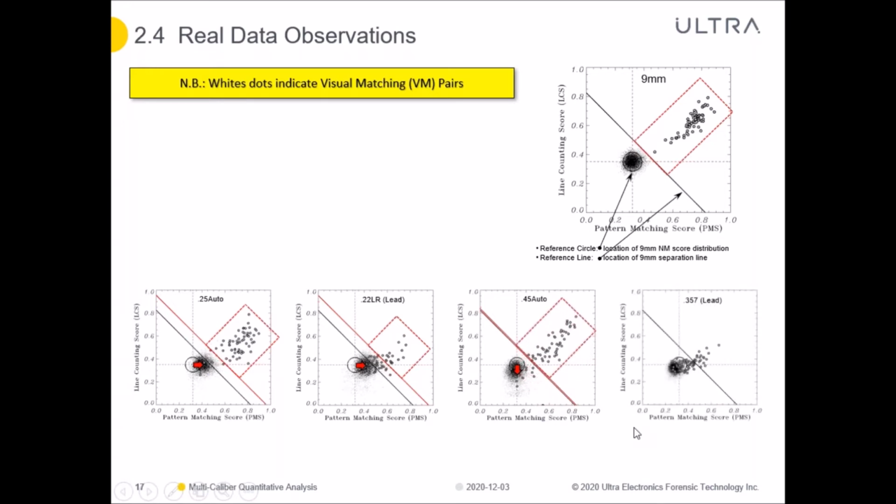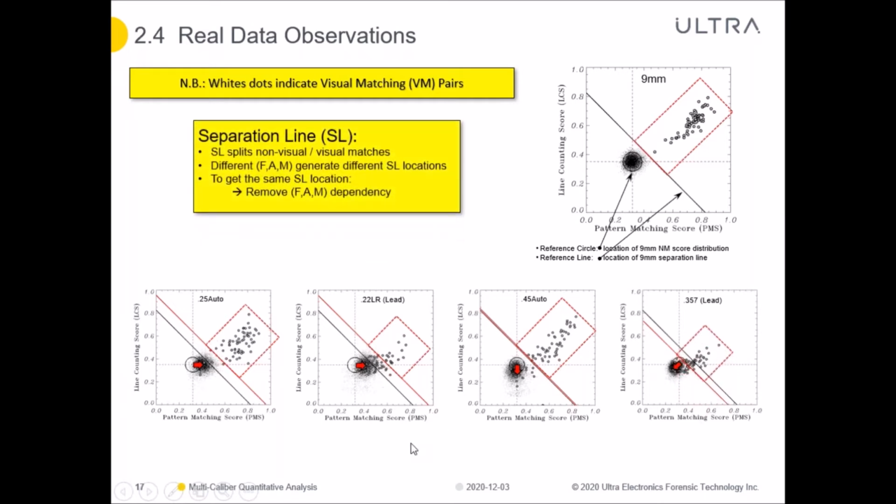And finally, for 357, here again, it's slightly different. We have a shift of the non-matching score towards the origin. So we have a shift of the separation line in the same direction. And here again, most of those visual matching scores are above the red separation line. So what can we conclude from those observations?